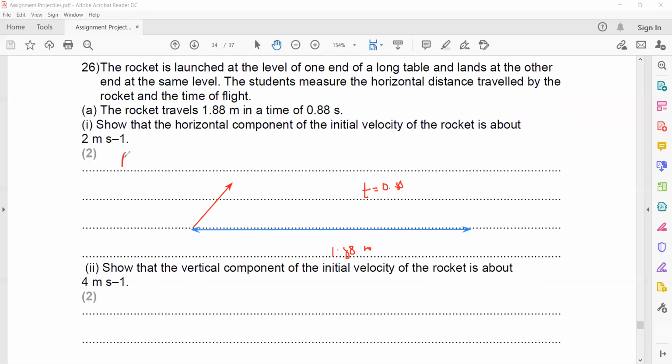So when we use the formula, range is equal to u cos theta into t, or horizontal component multiplied by t. So the horizontal component we need. What is the horizontal component? Range is 1.88. We don't know the horizontal component, and time is 0.88. So it will be 1.88 divided by 0.88. What's the answer?